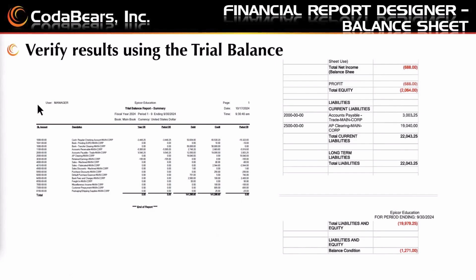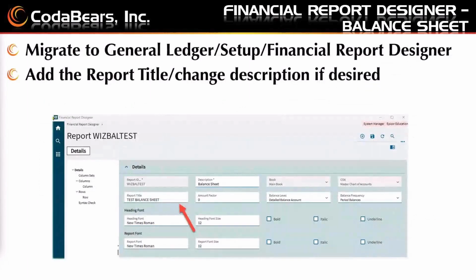So you can see here on the right-hand side, this is the result of running the financial report wizard just based on pulling the detail out of the system. As you can see, we have an out of balance condition. So that means that we need to go back and we need to review how we built the income statement, or the balance sheet. So we're going to go back to the financial report designer. We're going to call back up that test balance sheet and see what's going on.